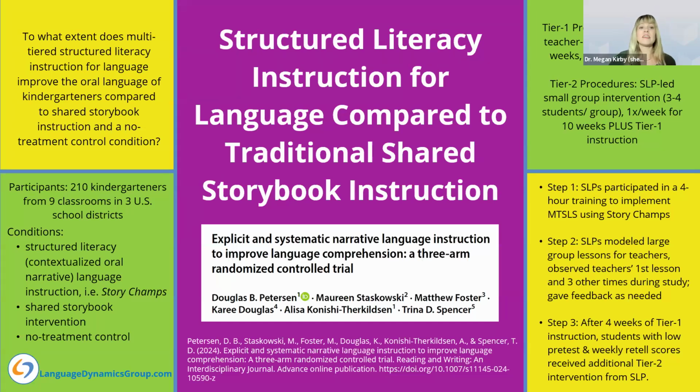So this is a great publication that came out at the end of last year, and it was a 3-arm randomized control trial. Basically, you've got a randomized control trial where there are 3 different conditions. One condition, in this bottom left here, was structured literacy, aka Story Champs. The second condition that classrooms could be randomized to was just shared storybook intervention, which is dialogic reading. Right. So a known intervention that's got an evidence base in early primary years, so birth through preschool. And then you've got a no treatment control, meaning it was business as usual.